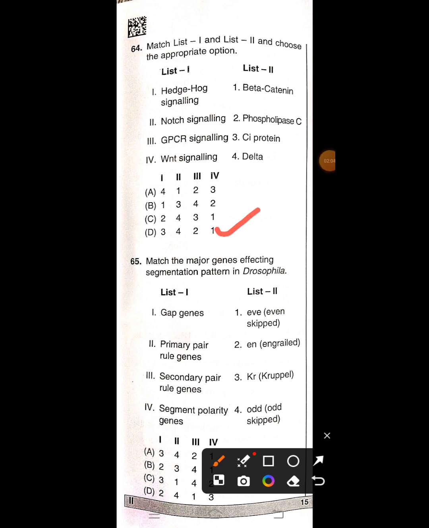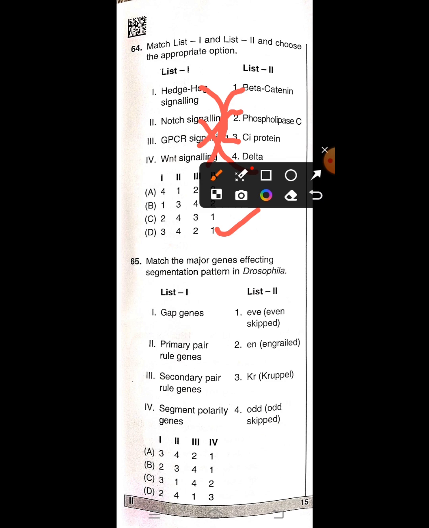That means hedgehog signaling is related to the third one, that is CI protein. Notch signaling is related to the fourth one, that is delta. GPCR signaling is related to the second one, that is phospholipase C. WNT signaling is related to beta catenin. Okay, so let's see the next question.